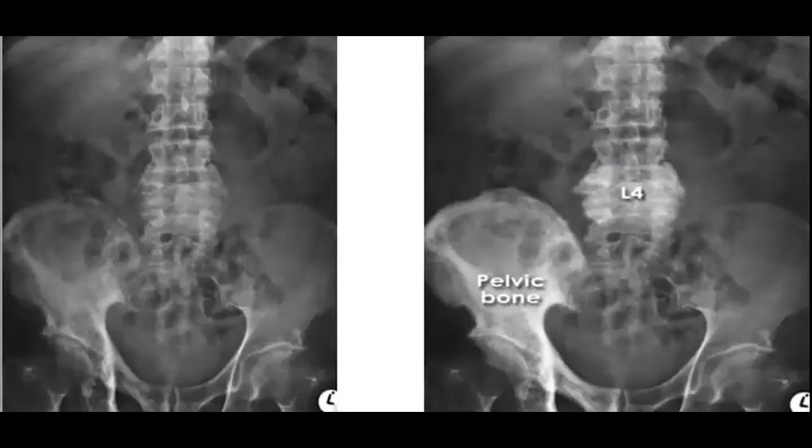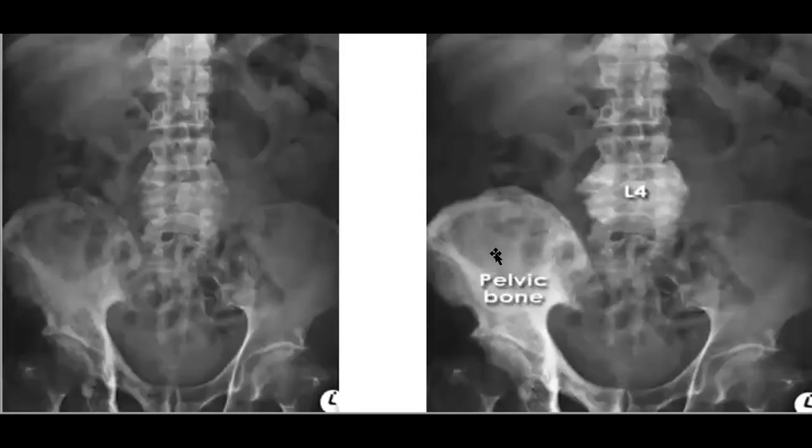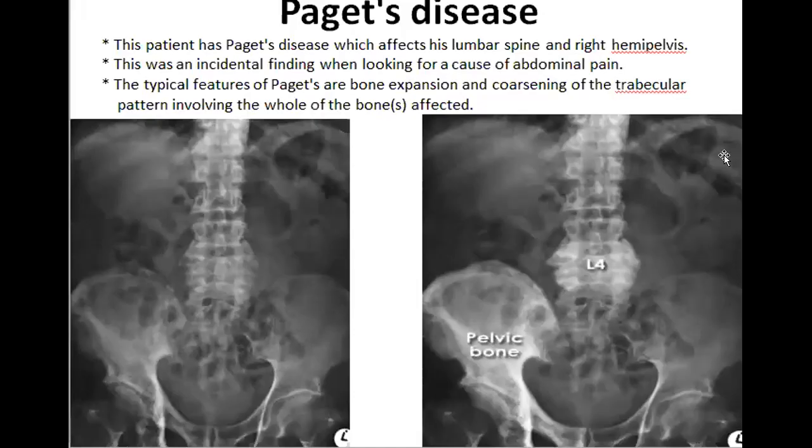This one, I would like to hide the answer to see what you think. Yeah, it is Paget. Cortical thickening with broadening of the bone, trabecular thickening of the bone. So you are talking about Paget disease. Bone expansion, coarsening of trabeculae.